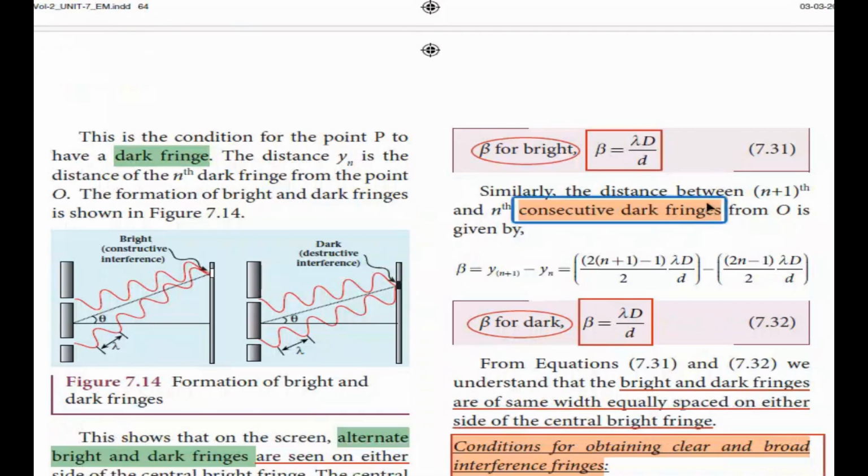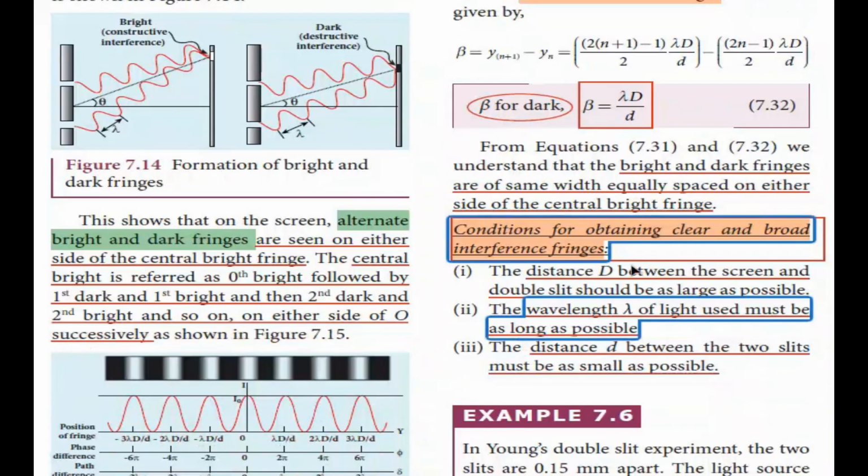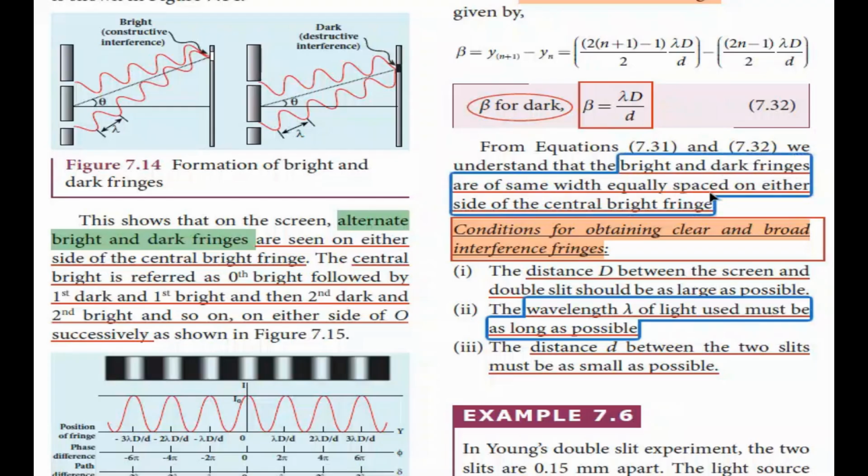Similarly, the distance between the n plus 1th and the nth consecutive dark fringes from point O is given by beta equal to yn plus 1 minus yn, that's equal to 2n plus 1 minus 1 by 2 into lambda D by d minus 2n minus 1 by 2 into lambda D by d. So for dark fringes, the fringe width is given by beta equal to lambda D by d. From these two equations, we understand that the bright and dark fringes are of the same width, equally spaced on either side of the central bright fringe.